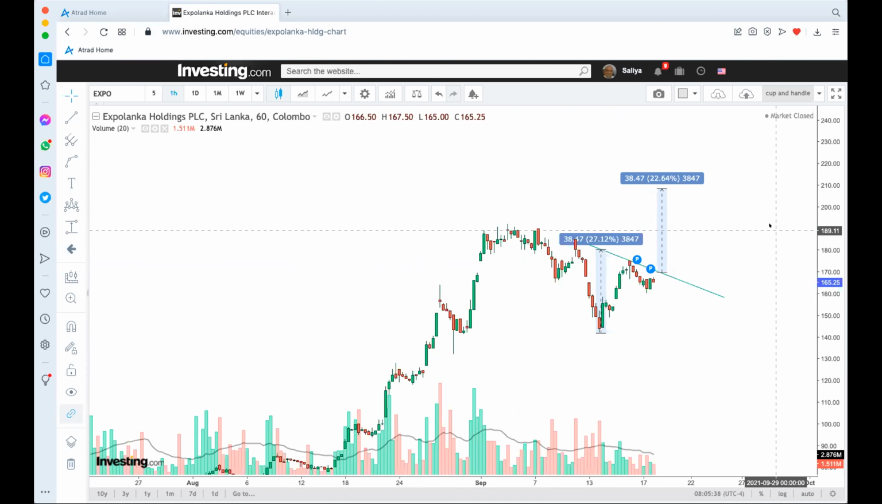Right, so basically that is what I wanted to cover today: the head and shoulder pattern, then the inverted head and shoulder pattern, the rounding bottom, and the cup and handle.